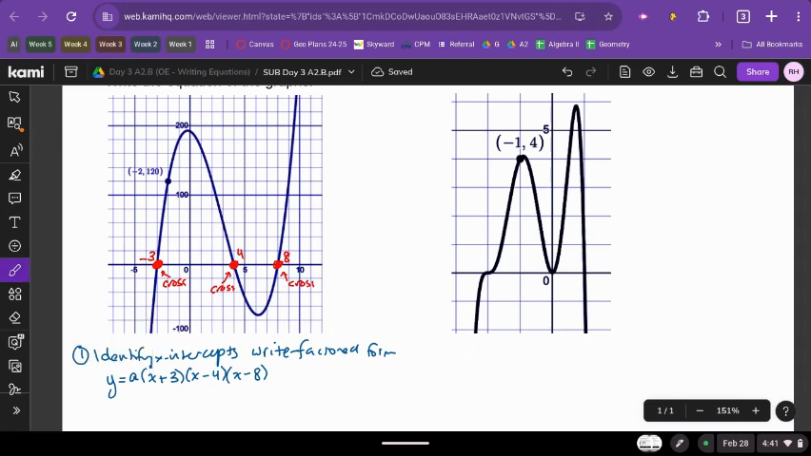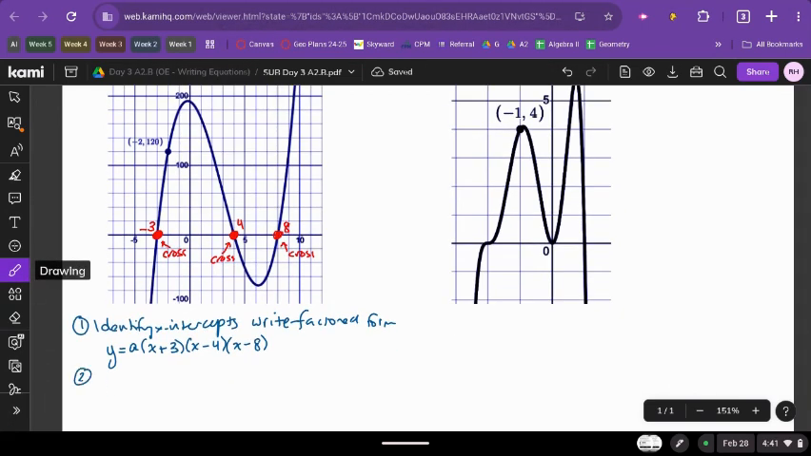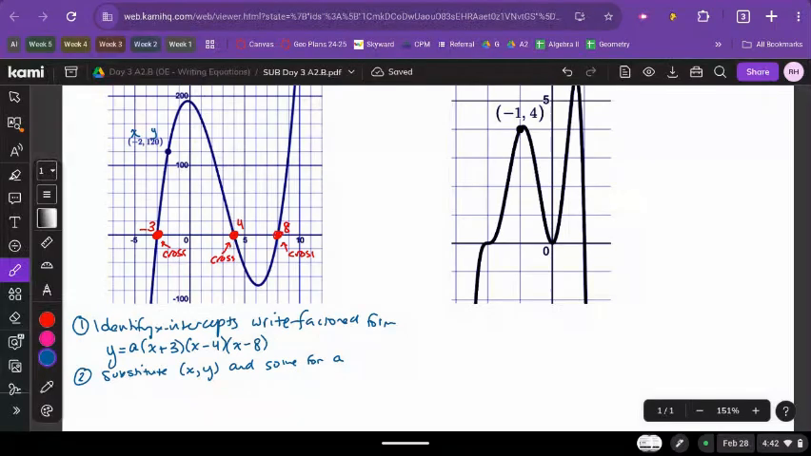So for the second part, step 2, we're going to substitute the point. Substitute the x and y and solve for a. So we've got a point up here that is -2 and +120. So I'm going to use those two values for my x's and y's. So my y value is 120, and all of my x values are -2. So a times -2 + 3, -2 - 4, -2 - 8.